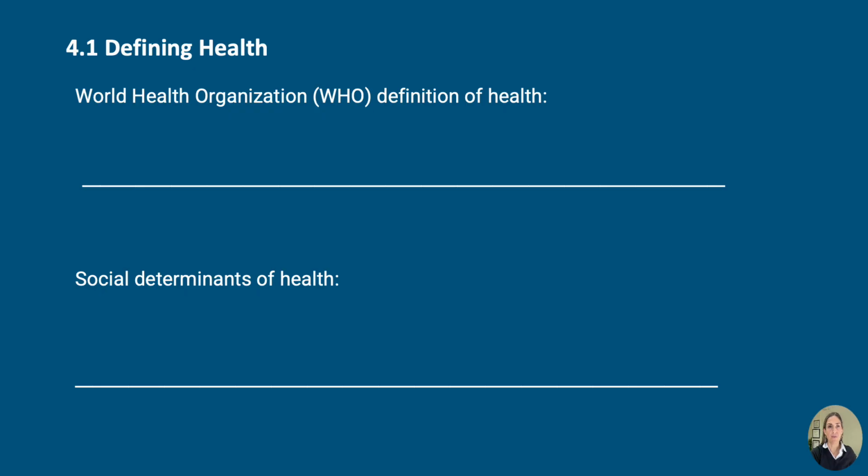The World Health Organization defines health as a state of complete physical, mental, and social well-being, and not merely the absence of disease or infirmity. Social determinants of health are the conditions in the environment where people are born and live, learn, work, play, worship, and age. And that really has an effect on a wide range of health and functioning. We can think of this as the quality of life and those associated outcomes and risks.